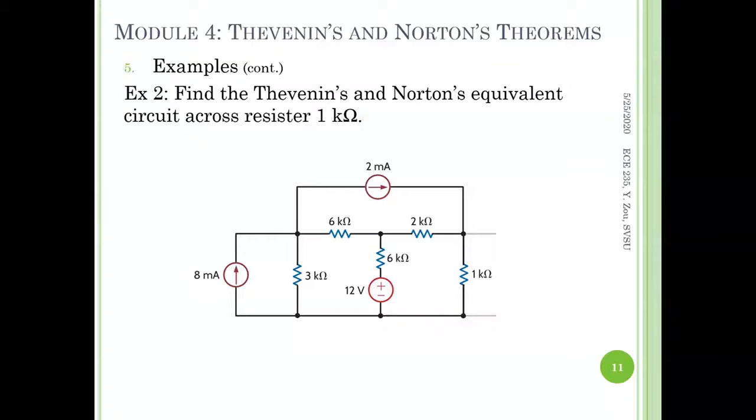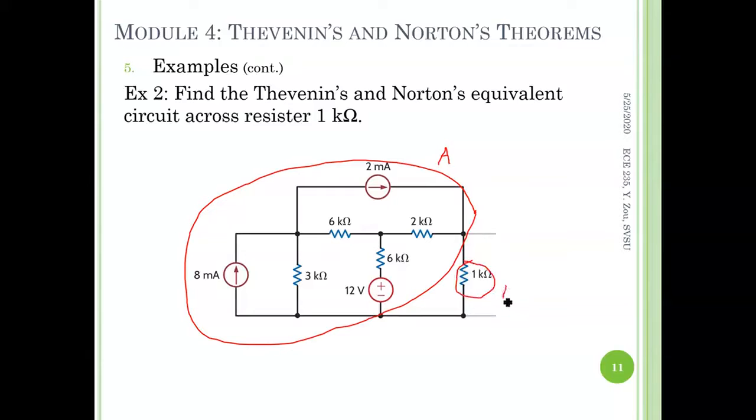All right, let's move on to example 2 here. And similarly, we are going to find the Thevenin and Norton equivalent circuits across the 1 kilo ohm resistor. So again, very, very important at the very beginning, identify circuit A and circuit B, also the corresponding 2 terminals. So clearly it is saying circuit A and circuit B respectively, and the so-called terminals are here and here.